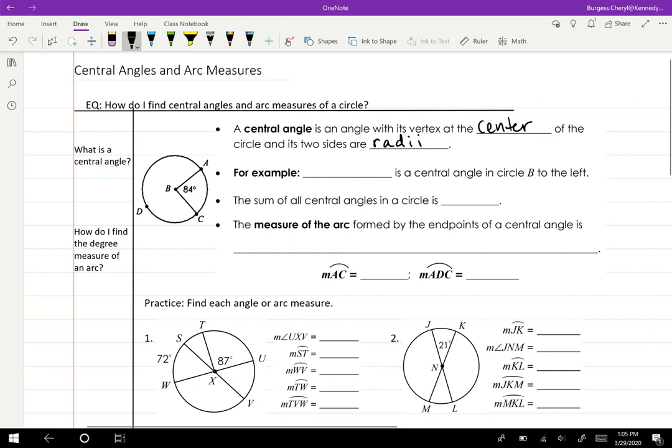Okay, so for example, angle ABC is a central angle in circle B to the left. The sum of all central angles on a circle is 360 degrees. And the measure of an arc formed by the endpoints of a central angle is equal to the degree of the central angle.